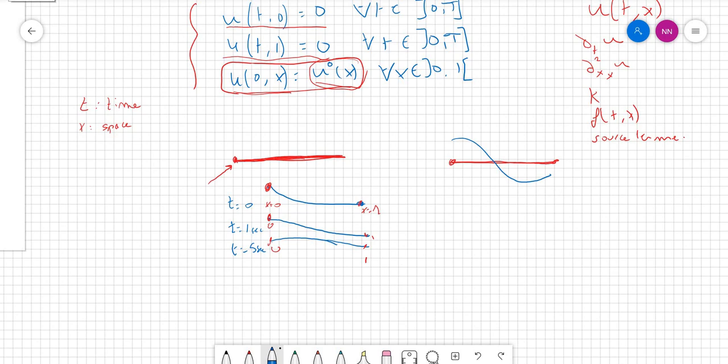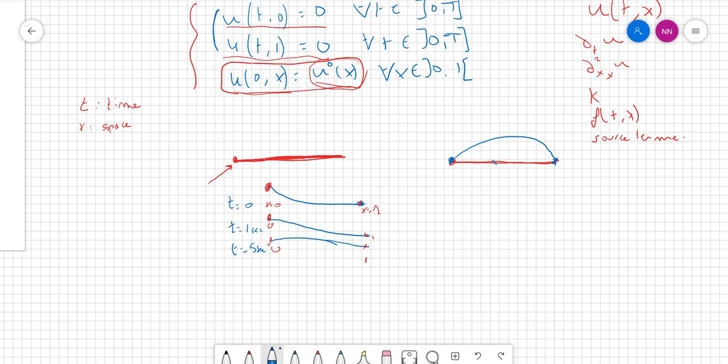Why? Because this initial function does not satisfy the two conditions which were in the beginning, which are that at x equals 0 and x equals 1, the value is always equal to 0. So again, I will change it to make something more consistent. Here it's equal to 0, here it's equal to 0, and inside we have a given function.